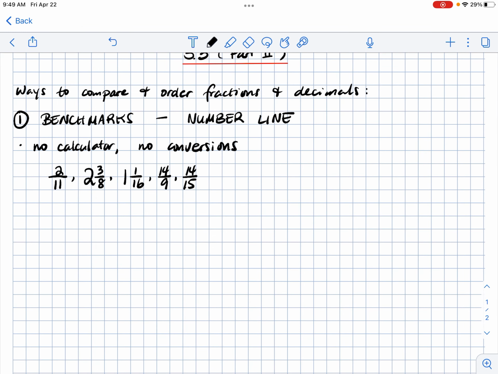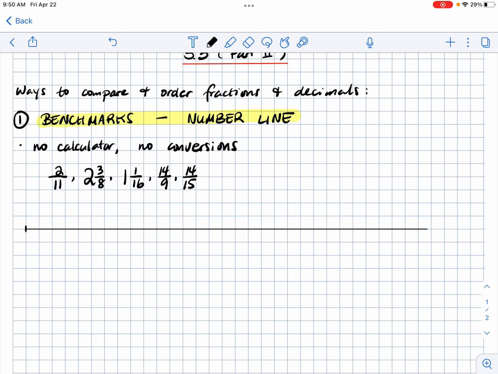Now, I'm going to use decimal benchmarks, fraction benchmarks on decimals as well. But what I'm going to do is use a number line that's dependent on fractions where I'm familiar with the decimal conversion and they're easier to work with. You may pick something else, which is fine, but I'm going to set up my number line like this, and I'll take you through the thinking process of how you look at it.